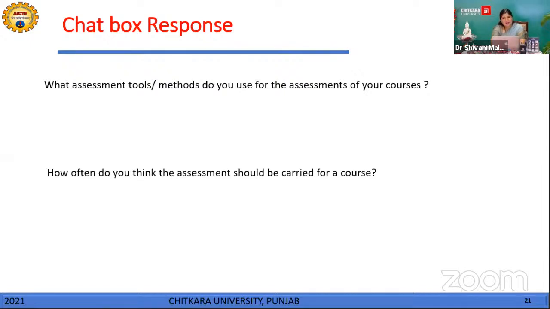Great. I think we are going to stop here, right? Let's go for another question. At least I'm clear that each one of you is aware of assessment tools and methods, right? So the question paper that we are thinking of for today will have a good template with a good sort of assessment tools. Now there is another question, right? How often do you think the assessment should be carried out for a course?